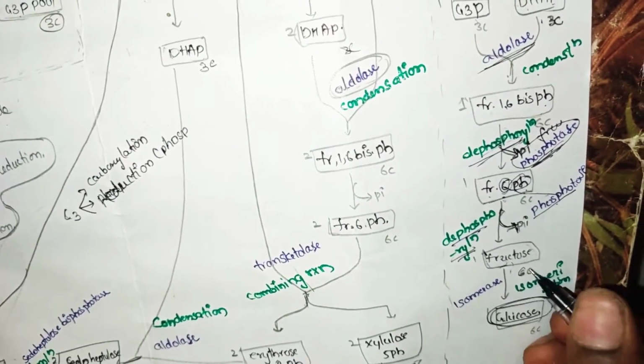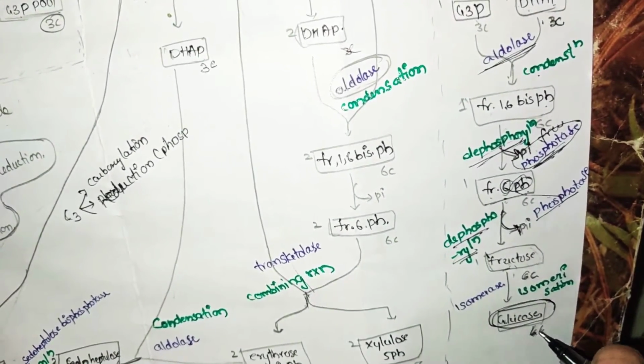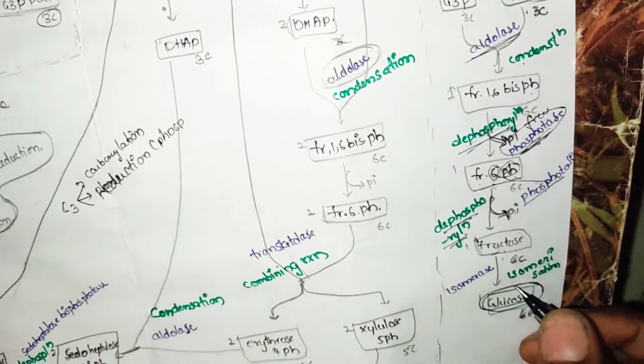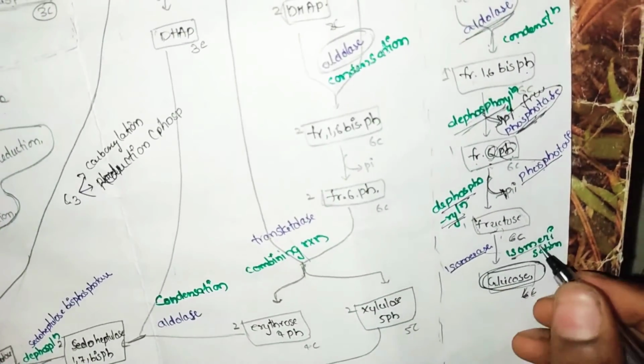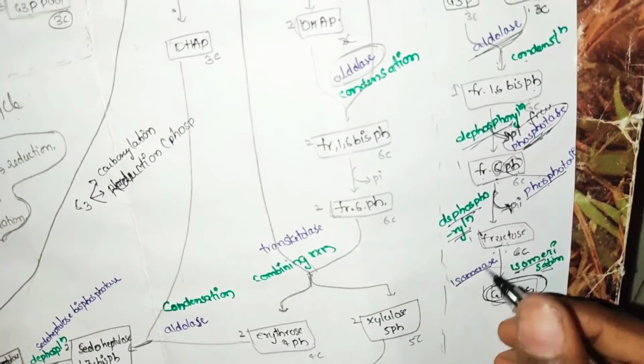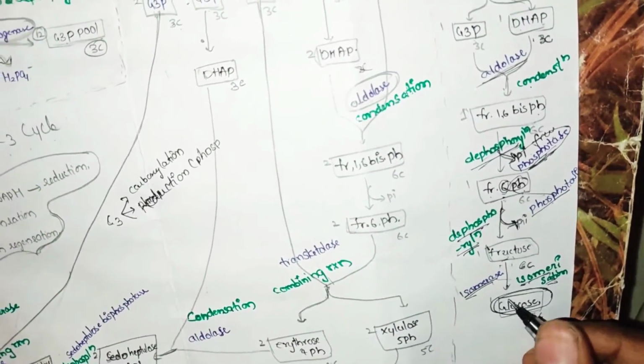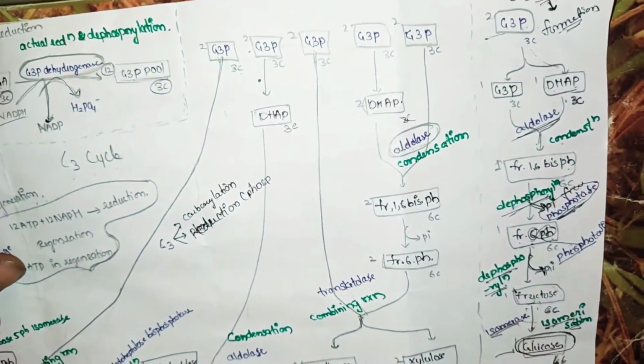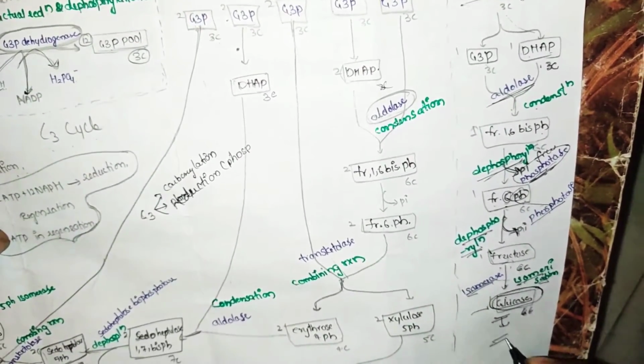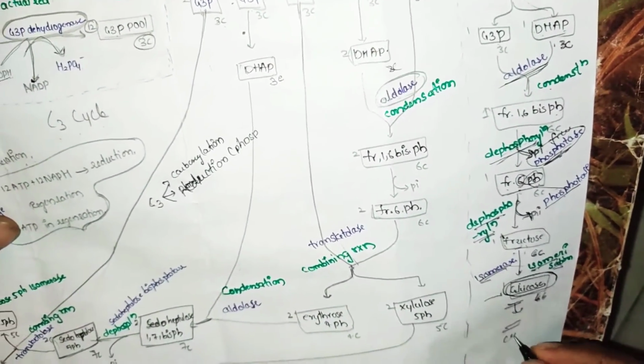Fructose and glucose are 6-carbon compounds. These are hexoses, which are isomers, so it involves an isomerization reaction. Here the hexose isomerase enzyme is involved, and now ultimately we got the glucose in the cytoplasm.